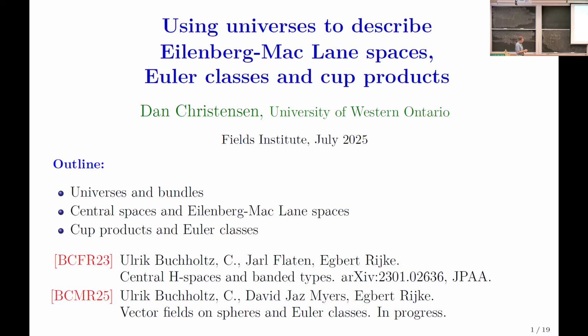And then the third topic is going to be based on the second paper listed here. It's got almost the same co-authors, but instead of Jarl Flatten, we have David Jaz Myers. In that one, I'll explain how we can describe cup products and the Euler class using this point of view.